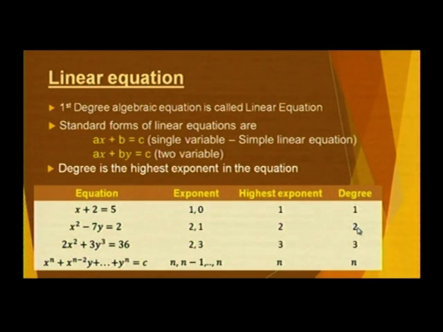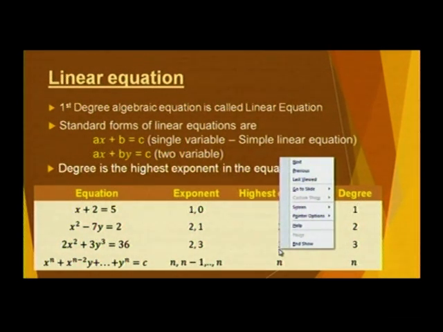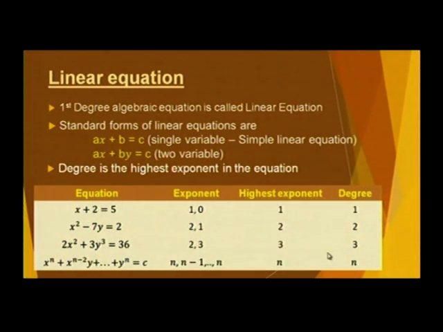And another one is 2x² + 3y³ = 36. So how many exponents are here? 2 and 3. These are the exponents. And next, what is the highest exponent? 3 is the highest exponent. And what is the degree? The highest exponent of the equation is called the degree of the equation. So the degree is also 3 here.